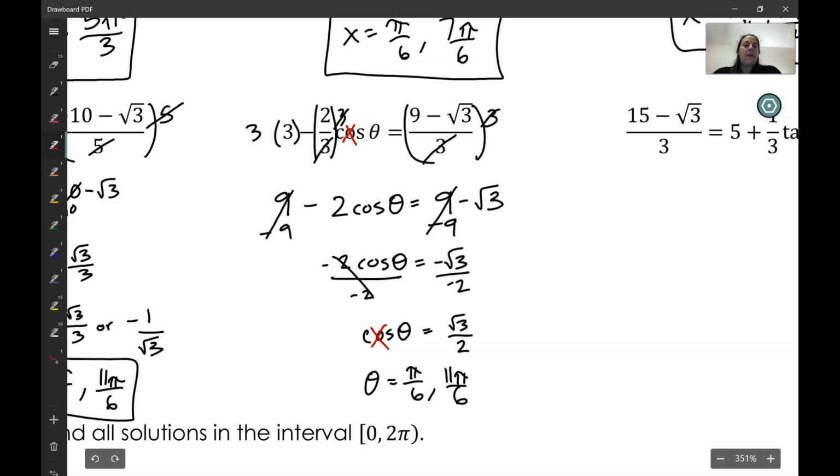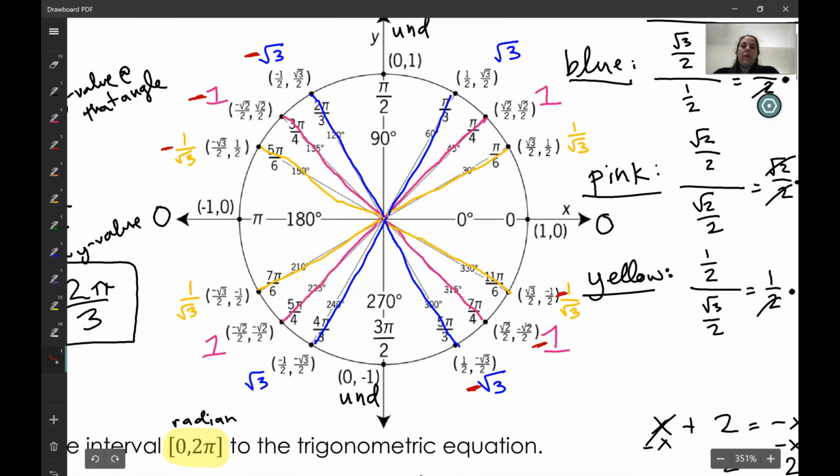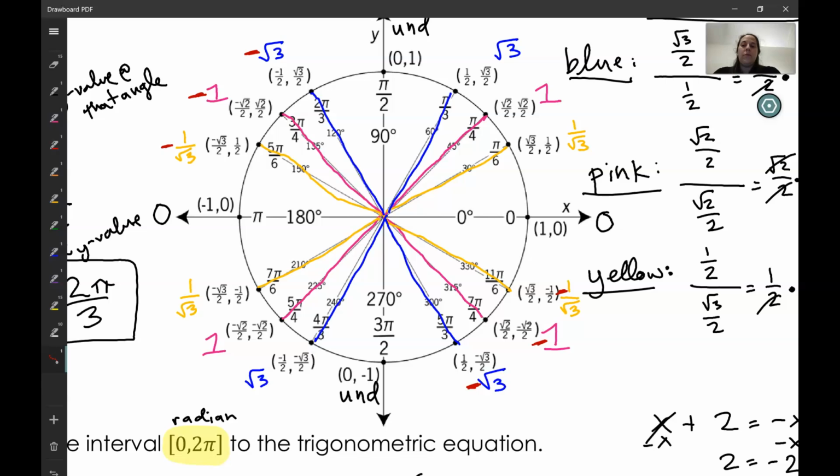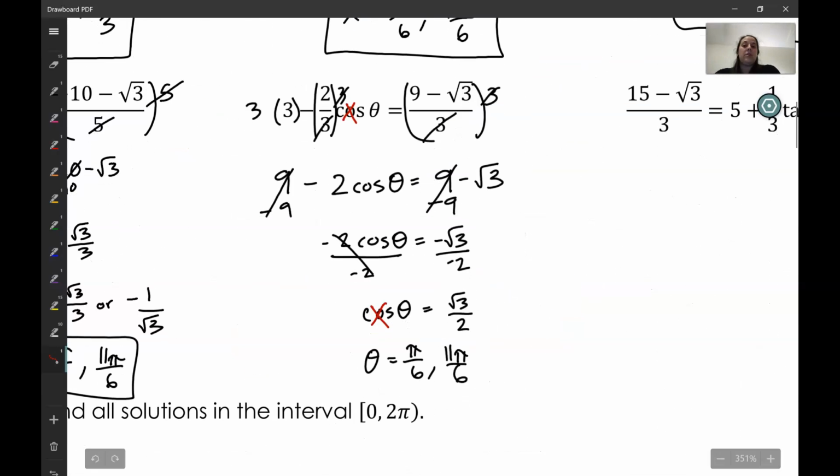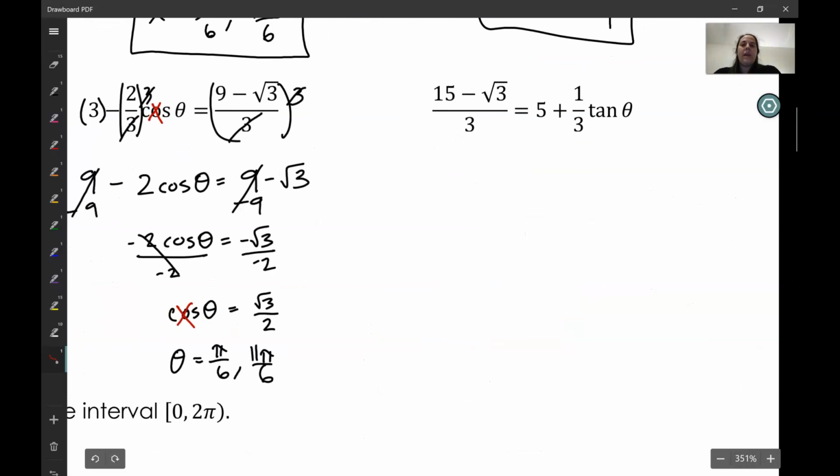Cosine is my x value, so I am going to look for a positive √3/2 in my x values. So I go up here, positive √3/2 in my x. So there it is, and there it is. So it looks like my angles are going to be π/6 and 11π/6. So that's how I got those answers.